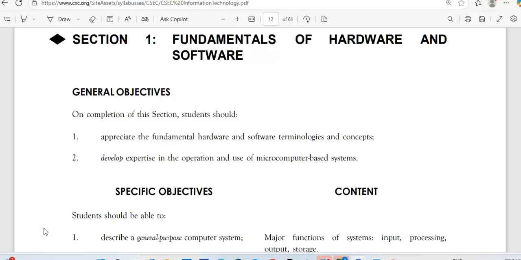Today we are going to look at the information technology syllabus. We have been doing our marathon using our syllabus to help us get that grade 1 in CXC exams. So we are going to look at information technology, but instead of studying from the past papers, we will be using the syllabus to assist us in our preparation.